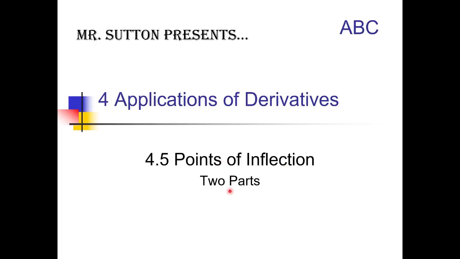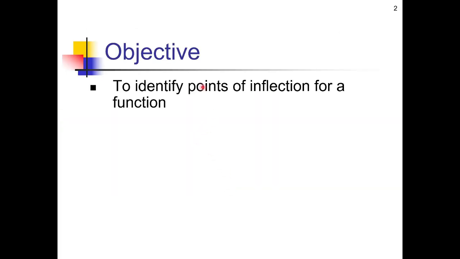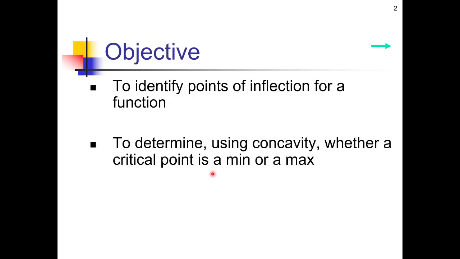This will be a two-parter. In part one, we're going to figure out how to identify points of inflection for a function. And in part two, we're going to determine using concavity whether a critical point is a min or a max. This is going to be our second derivative test.